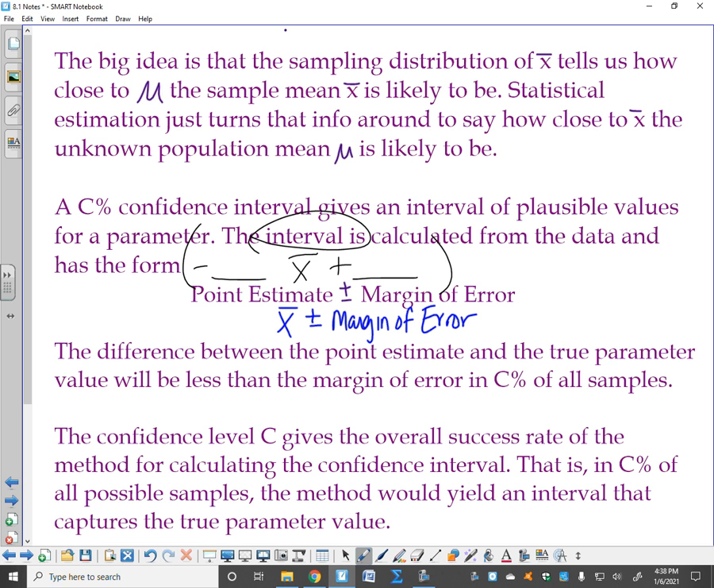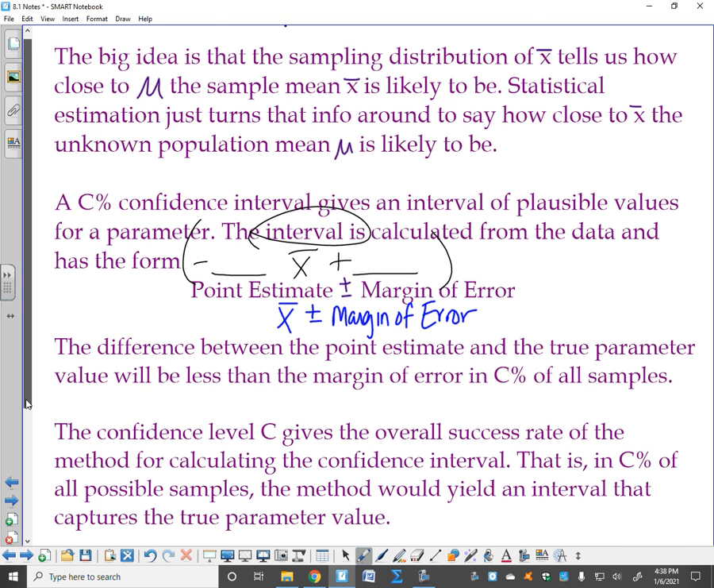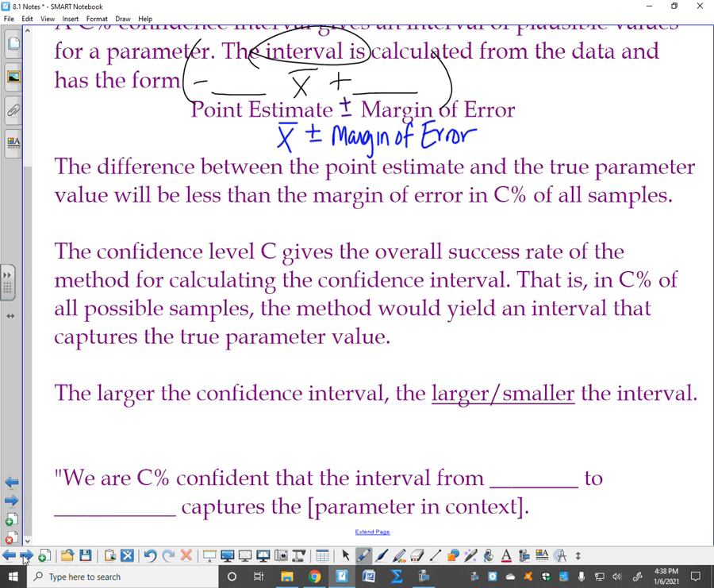The difference between the point estimate and the true parameter value will be less than the margin of error in C% of all samples. The confidence level C gives the overall success rate of the method for calculating the confidence interval. That is, in C% of all possible samples, the method would yield an interval that captures the true parameter value. I know that sounds like gibberish. It's okay. It will sink in. Just stay with me.